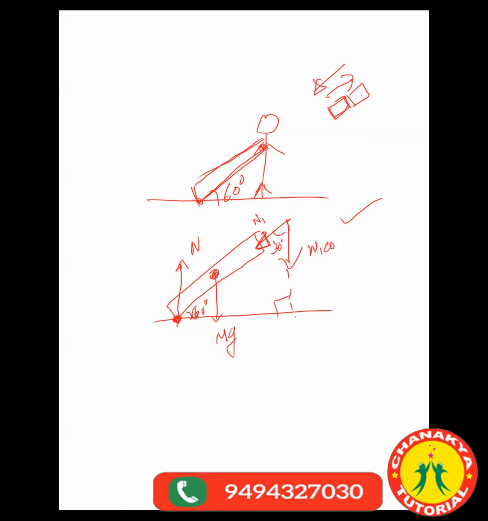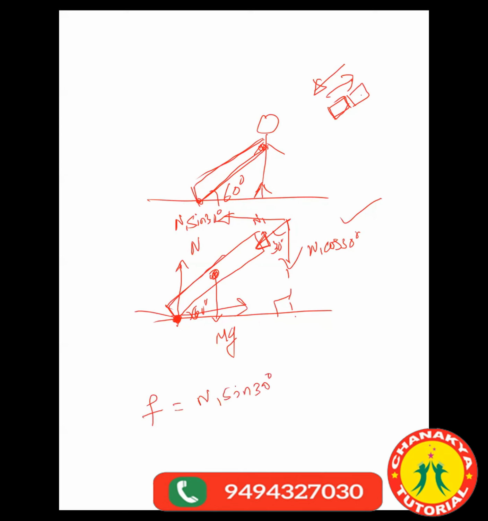So n1 cos 30 degree, and like this we have n1 sine 30 degree, correct, no? Can you tell me if there is friction or not? No, sir, they haven't given anything about friction. Okay, so if it is resting on the ground, that means there has to be friction. This rod has a tendency of slipping this side, so friction will act this side. So friction will be balanced by n1 sine 30 degree.